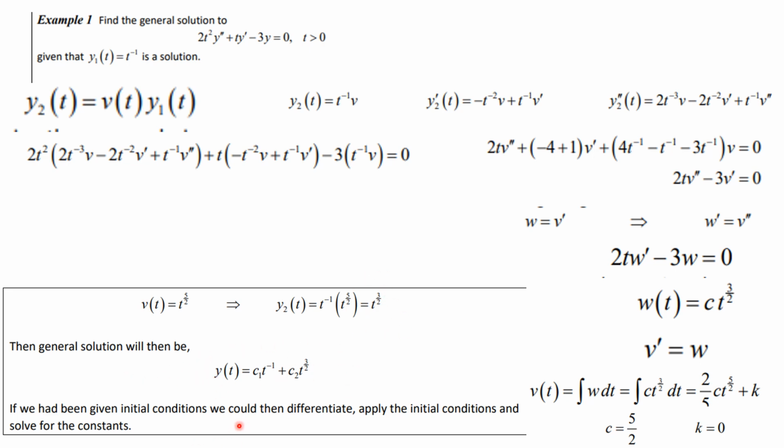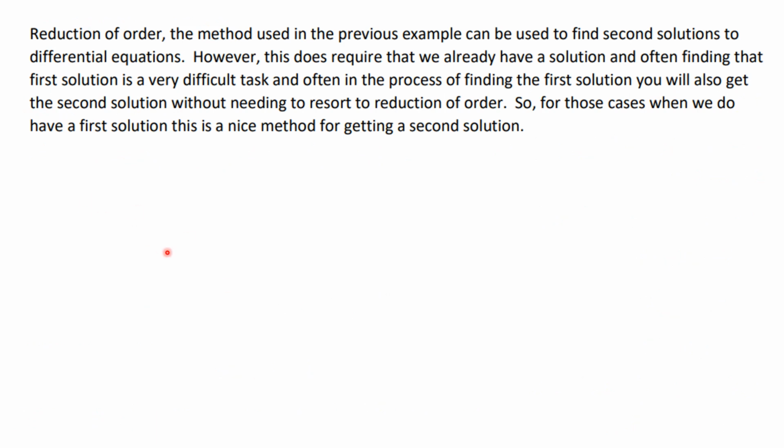And if we had been given initial conditions, then we could differentiate this, apply the initial conditions, and in fact solve for the constants. That wasn't what I asked you to do, but I could in the future. Reduction of order, the method used in the previous example, can be used to find second solutions to differential equations. However, this does require we already have a solution, and often finding that first solution is a very difficult task.